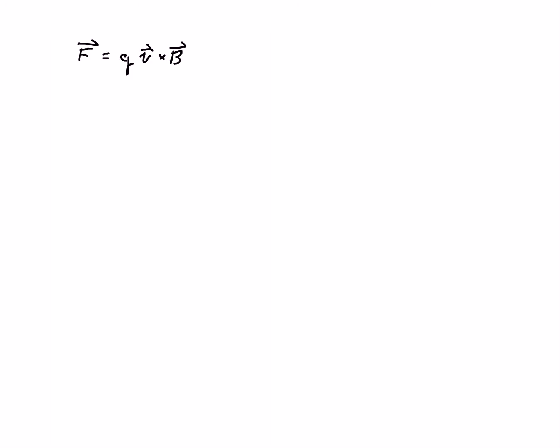Let's talk about the units of magnetic field, and let's consider, with the Lorentz law, the case where the velocity is perpendicular to the magnetic field, so that the angle between them is 90 degrees. Sine of 90 degrees is just 1, and so if we're just talking about magnitudes, we can think of this as simple multiplication.